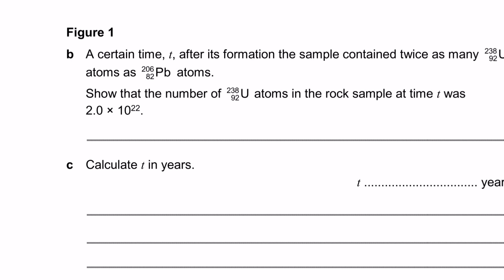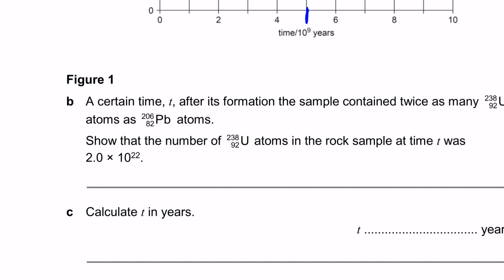Okay, so what we want to do here is look on our graph. We're looking at the ratio of plutonium to uranium. The number of uranium, I'm going to have that as the number of uranium. We know that there's twice as many uraniums as plutonium atoms.